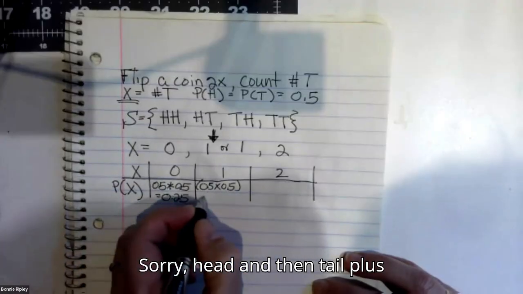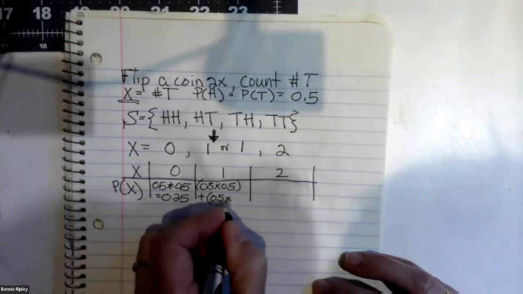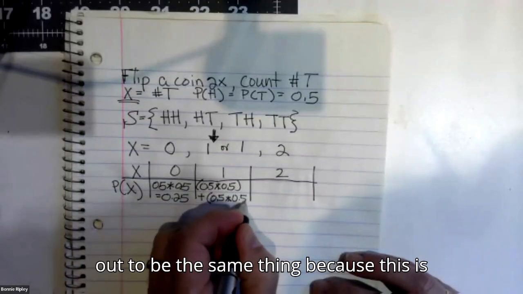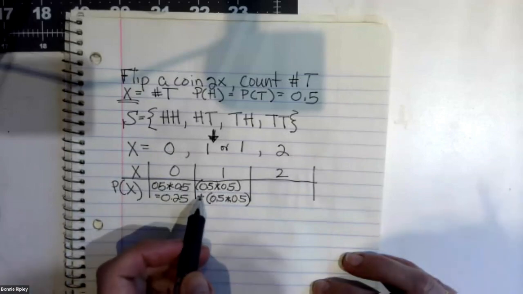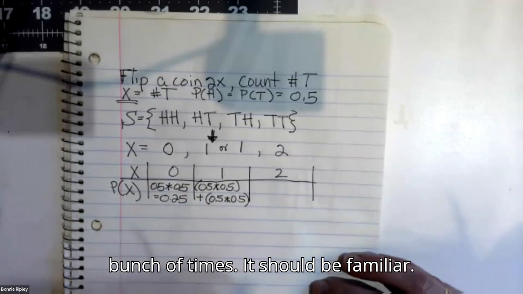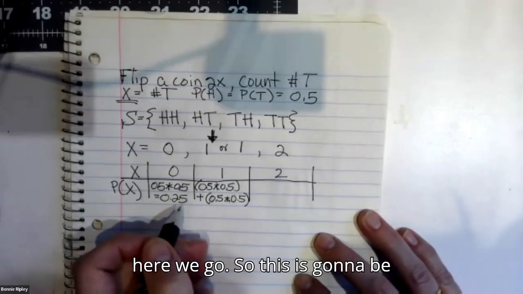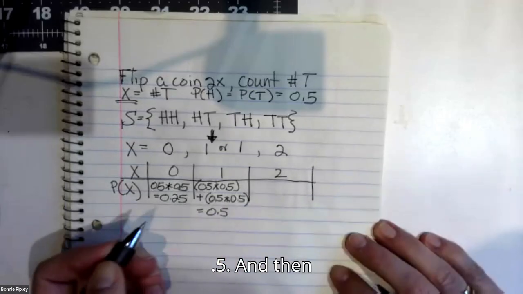Sorry, head and then tail, plus the probability of getting tail and then head. It works out to be the same thing because this is a super boring example, professor. All right, so we've done this a bunch of times. It should be familiar. You should be following along. All right, here we go. So this is going to be 0.5.